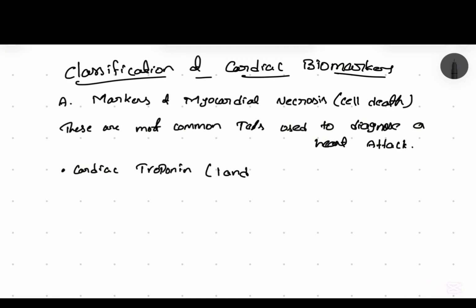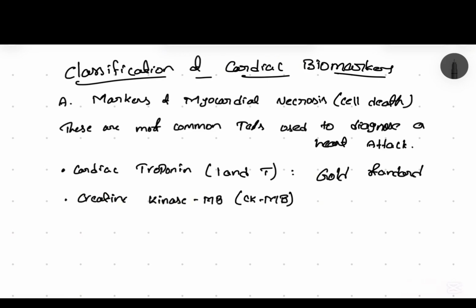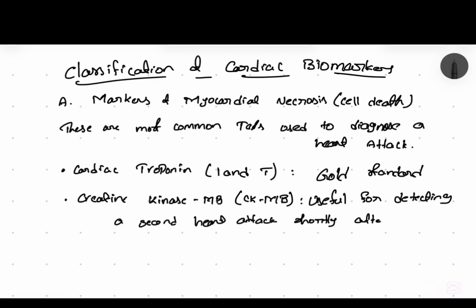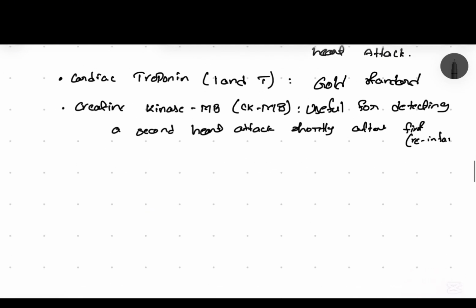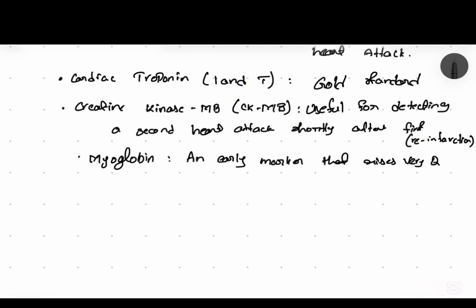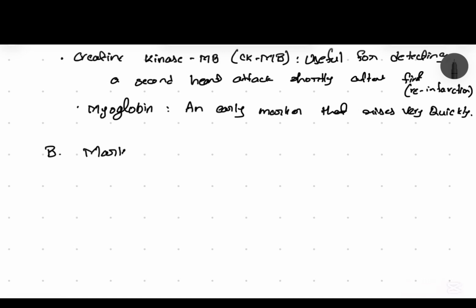They include cardiac troponins I and T, which are considered the gold standard, creatine kinase MB or CK-MB, which is specifically useful for detecting a second heart attack shortly after the first, known as re-infarction, and myoglobin, an early marker that rises very quickly in the blood.